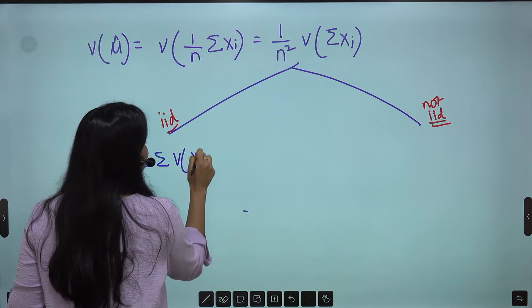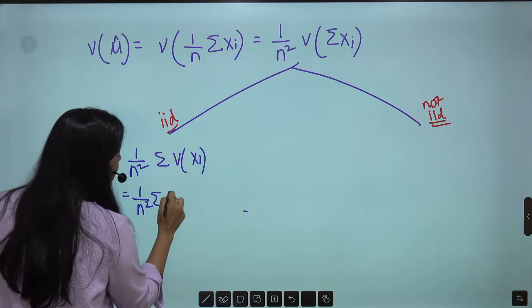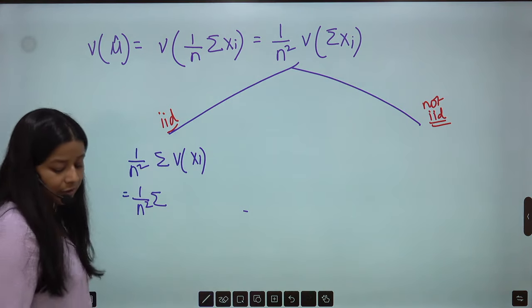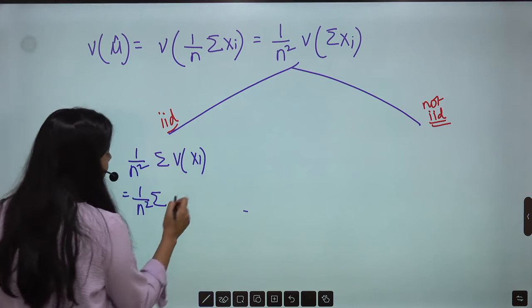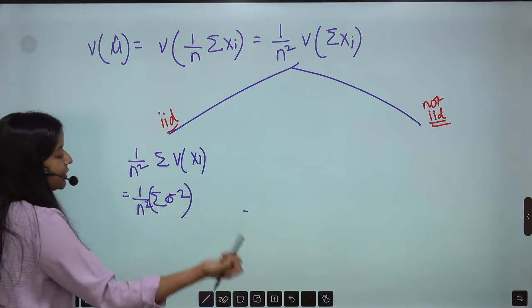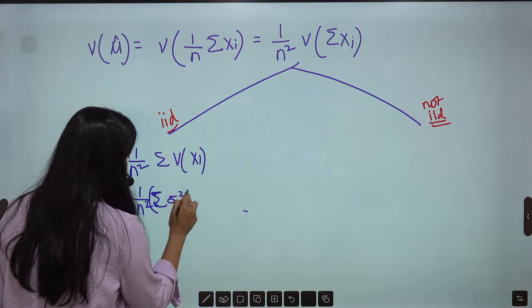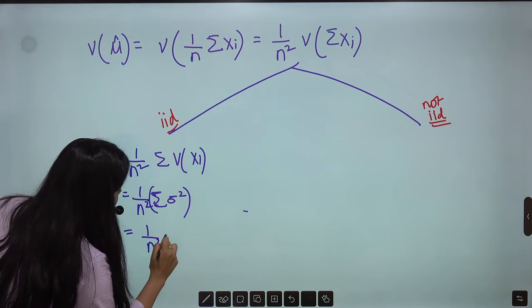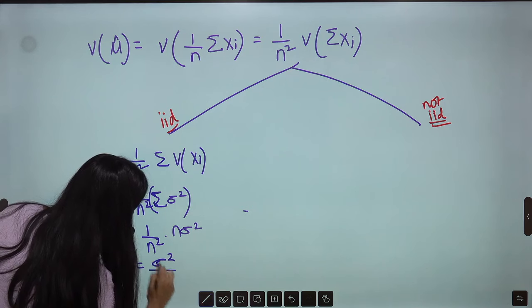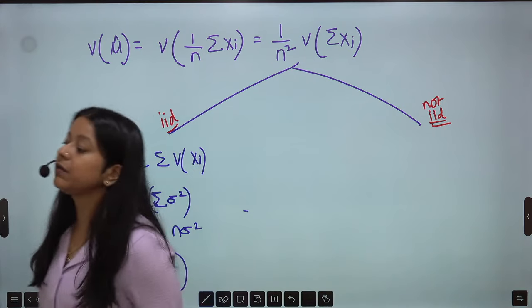Variance of xi. What is variance of xi? We have taken this as sigma square. Okay? Variance of xi we have taken as sigma square. You are summing this sigma square how many times? n times. So you are getting 1 by n square into n sigma square, which is sigma square by n. Please see, this is what you are getting when it is IID.